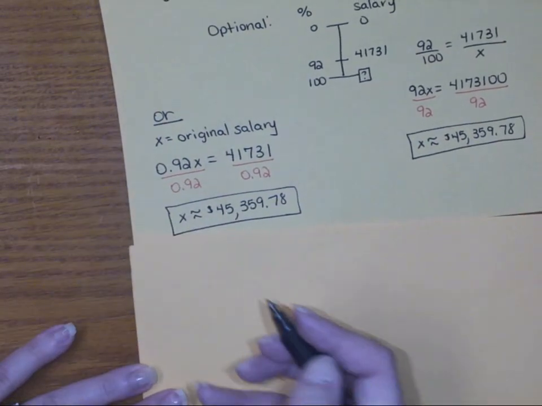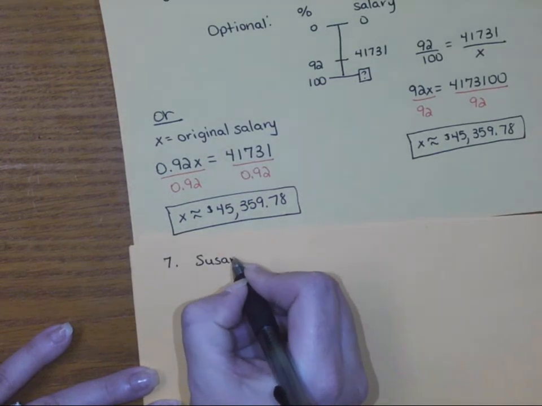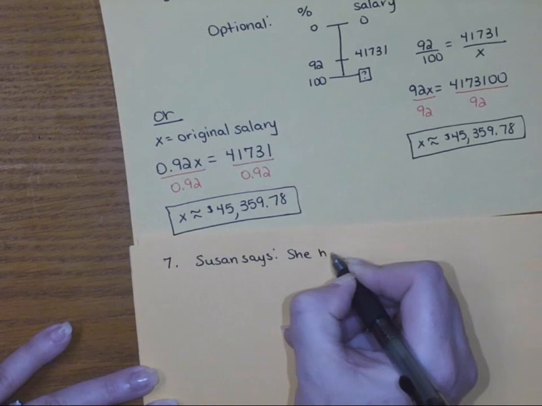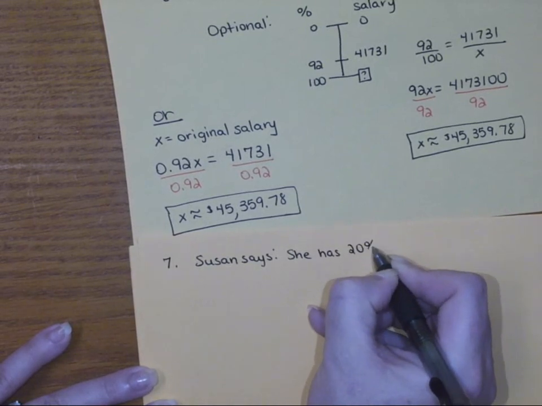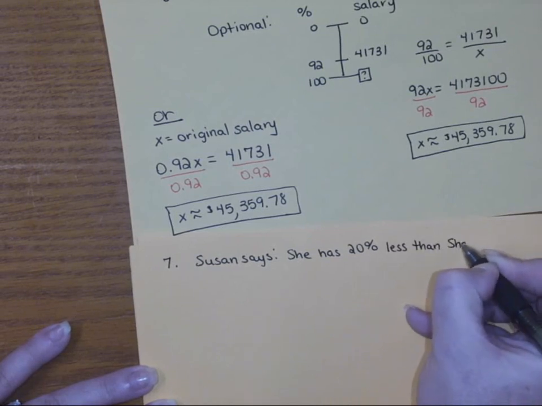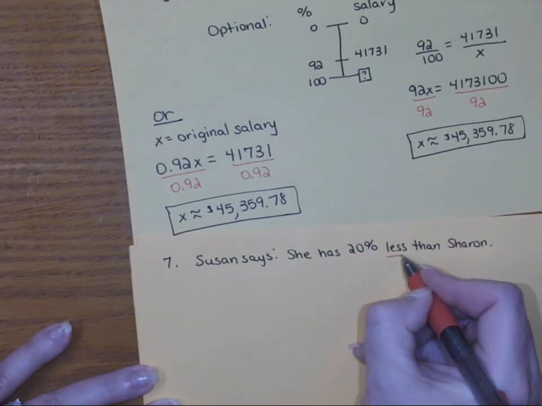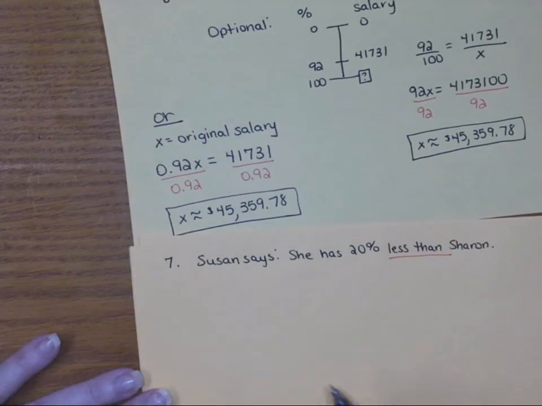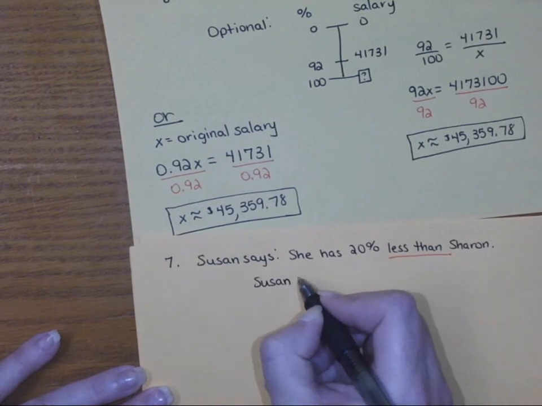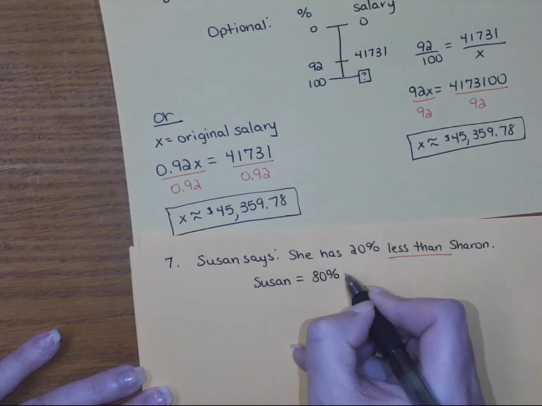Okay, number 7. We're trying to figure out who is right. So let's start with what Susan says. Susan says that she has 20% less than Sharon. Notice we're taking 20% less. So let's write this as a mathematical sentence. That means Susan is saying that she, Susan, is 80% of Sharon.